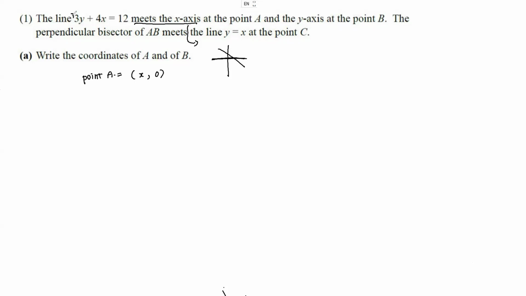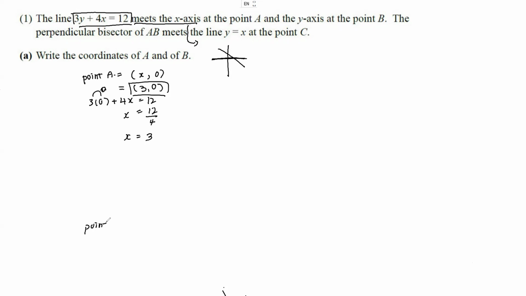And to find x, we can use this formula by plugging in 0 for y, because at point A the coordinate of y is 0. So with that, we can find the coordinates of point A, which is (3, 0).